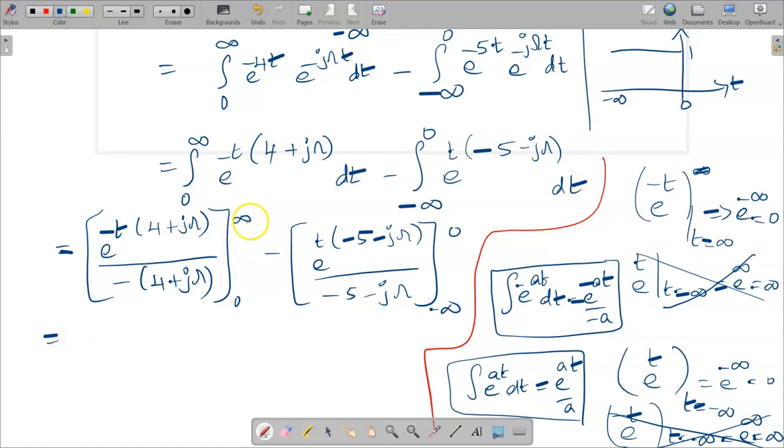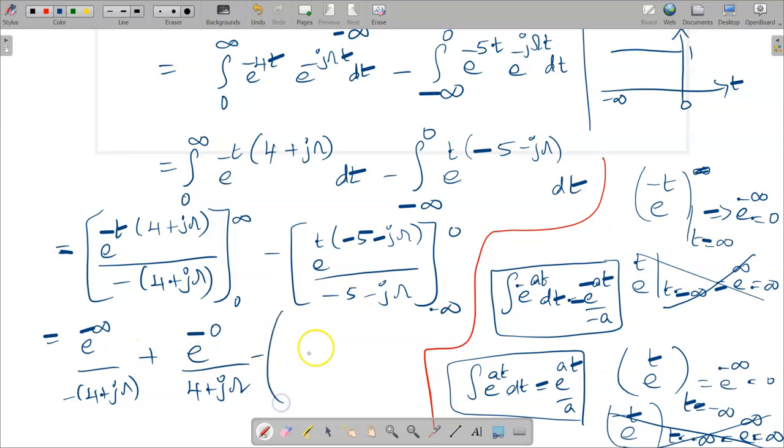Okay, so substitute your upper limit here. What happens? It is e power minus infinite divided by minus of 4 plus j omega. Then substitute your lower limit. When you substitute your lower limit, minus into minus, it will become plus. Okay, e power minus. Wherever t, you substitute it as 0. So 0 into any value is 0. Okay, so leave that. Divided by 4 plus j omega. Okay, while substituting your lower limit, you have one minus. So that minus and this minus becomes plus. Minus into minus become plus. So you have minus. Okay, which is common for both upper limit and lower limit.